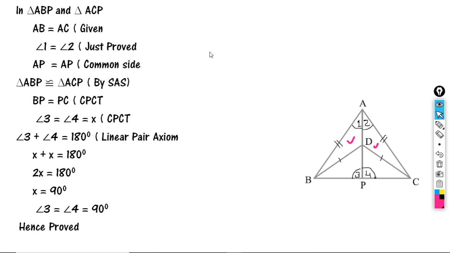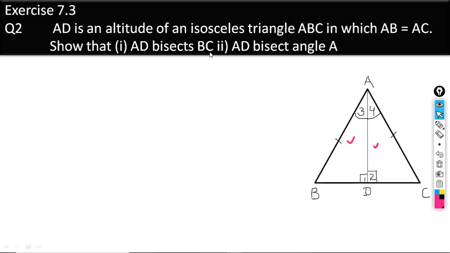Now let us discuss the second problem. In the second problem, AD is the altitude of an isosceles triangle ABC, as you see in the figure here, and the sides AB and AC are equal. The question asks that AD will bisect BC and also bisect angle A. So it is the same simple problem. We'll prove these two triangles congruent.